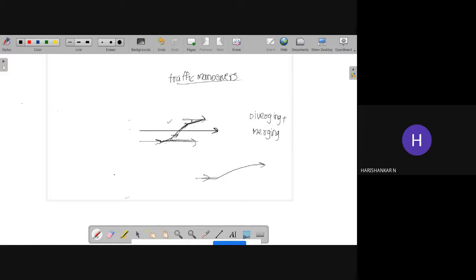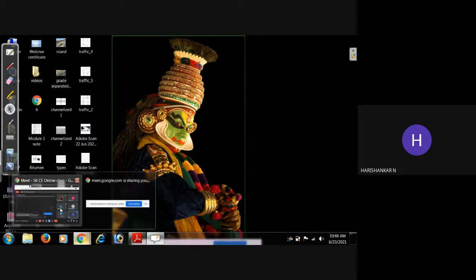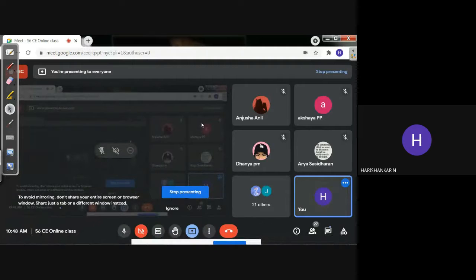So by weaving you can convert your lane from this lane to this lane. You can transfer by weaving. I hope the weaving maneuver is clear for you.